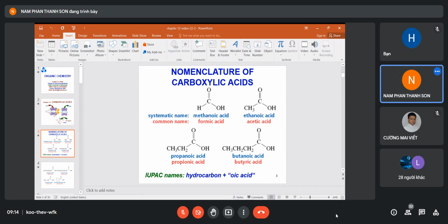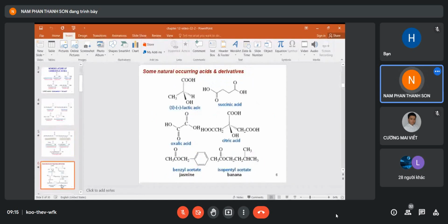Remember, acid at the end. We have some famous naturally occurring acids and their derivatives, such as lactic acid, succinic acid, oxalic acid, citric acid, or we can have esters, benzyl acetate in jasmine flower, or isopentyl acetate in banana.